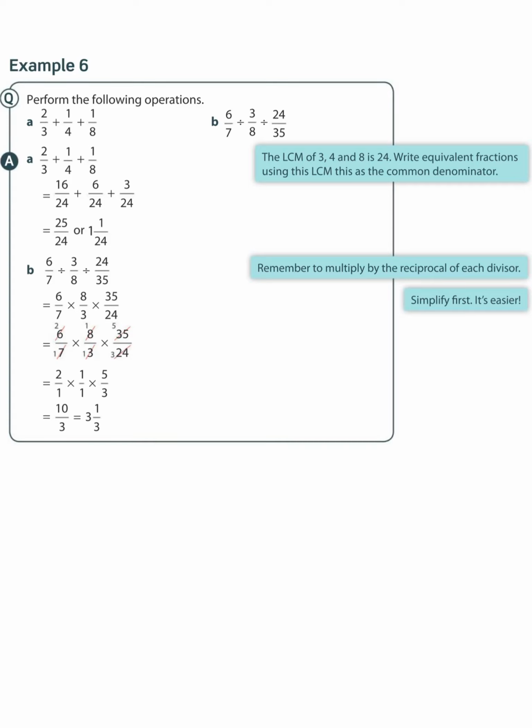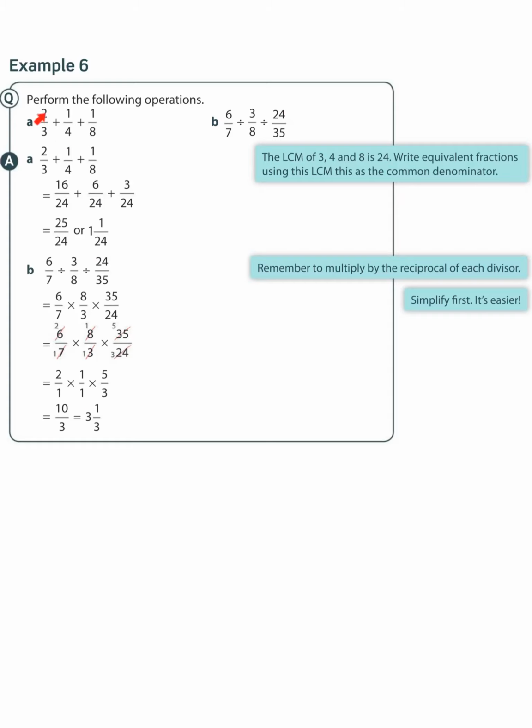Let's have a look at example 6. This is on page 190. Okay, we'll just quickly go through it. Now, it says perform the following operations. That's A, and that's the solution for A here. And that's B, and that's the solution for B.